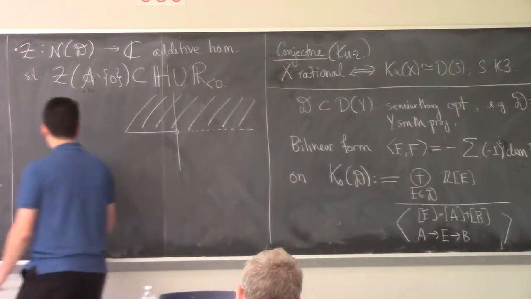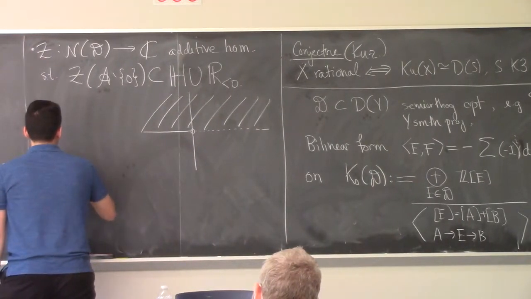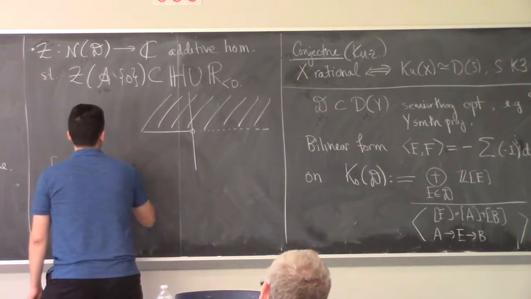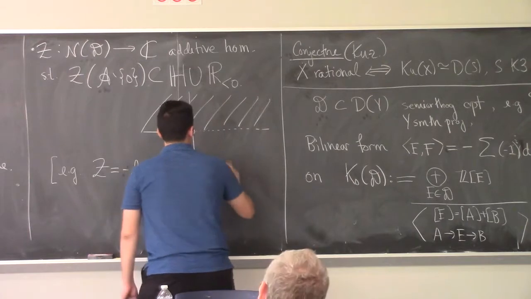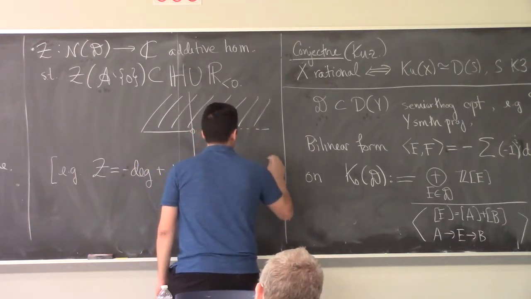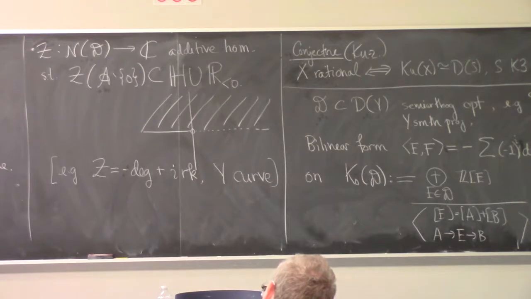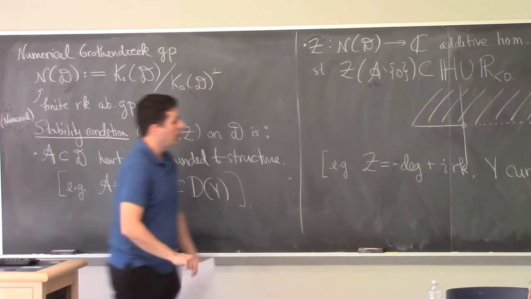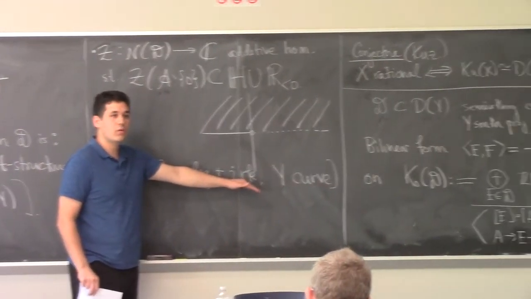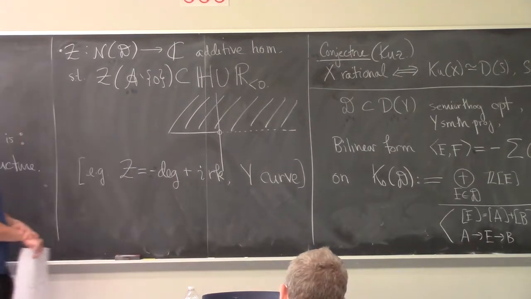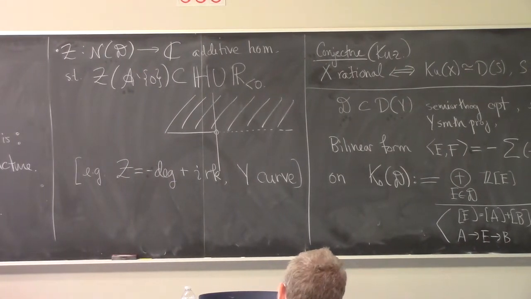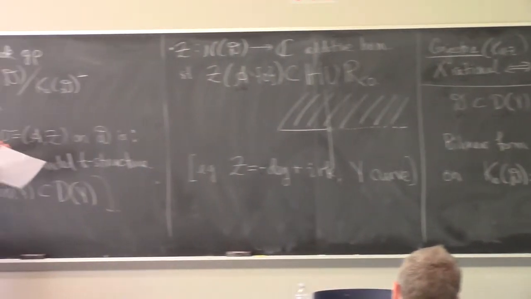So for example, let me just give you an example. You could take Z to be minus the degree plus i times the rank in the case where Y is a curve. And I'm using for the heart this one from our previous example. So if you have a curve, right, if the rank of a coherent sheaf is 0, then the degree is positive. So minus the degree is negative. Okay? And to write down examples in higher dimensions is actually quite a hard problem. But let me just tell you in dimension 1.